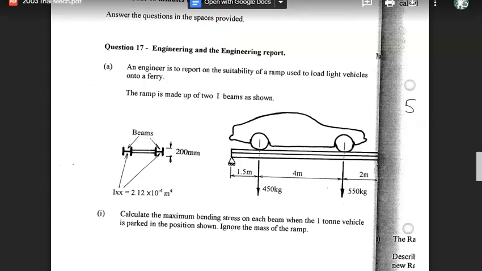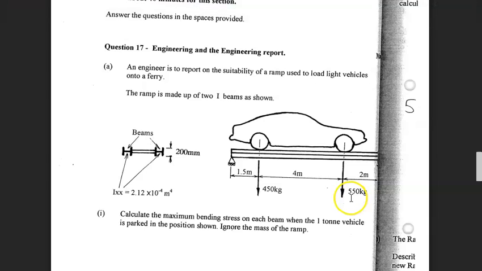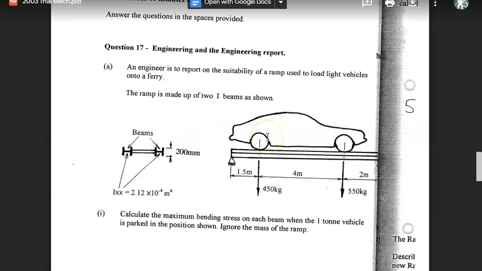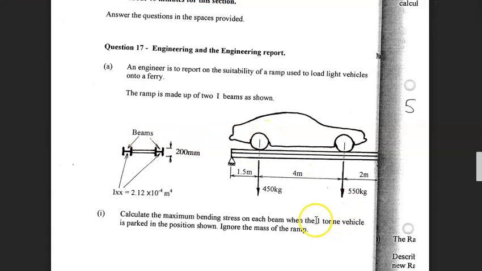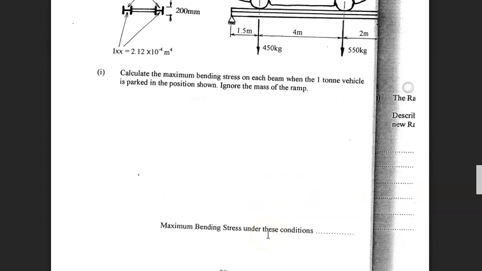Again, for the written answers, I don't have the official written answers, I only have a teacher's written answers, and I think this is a difficult question because this is a question in effectively 3D space. The weight of the car is given as, well, they've told us the mass of the car is 1 ton, which is divided between the front and back, but they've said calculate the maximum bending stress on each beam.